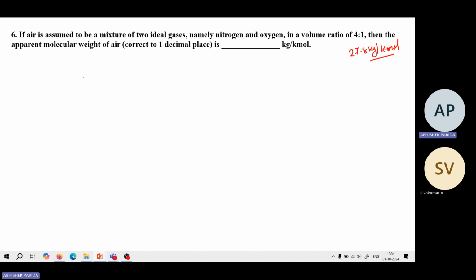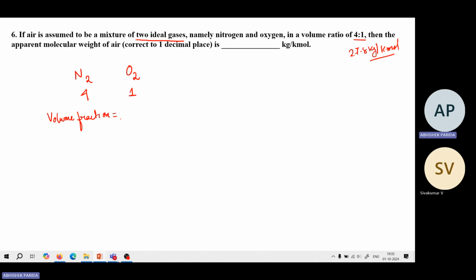Okay, so we'll solve. We have already solved one multiple choice question on this and even discussed it. If air is assumed to be a mixture of two ideal gases, first of all, the keyword that you have to look for is ideal gases, that is nitrogen and oxygen, with a volume ratio of 4:1. So this is 4, this is 1. How do you calculate its molecular weight? First of all, you have to calculate its volume fraction, and from the volume fraction you can go to the molar fraction.